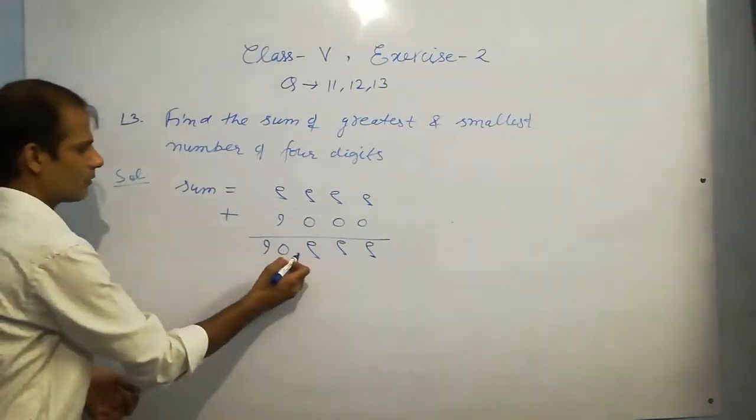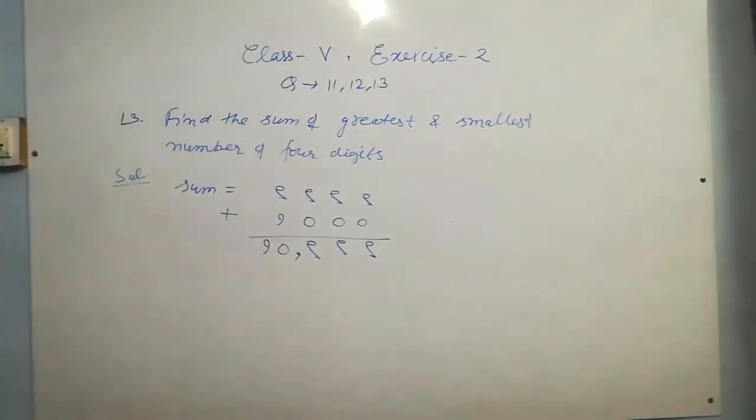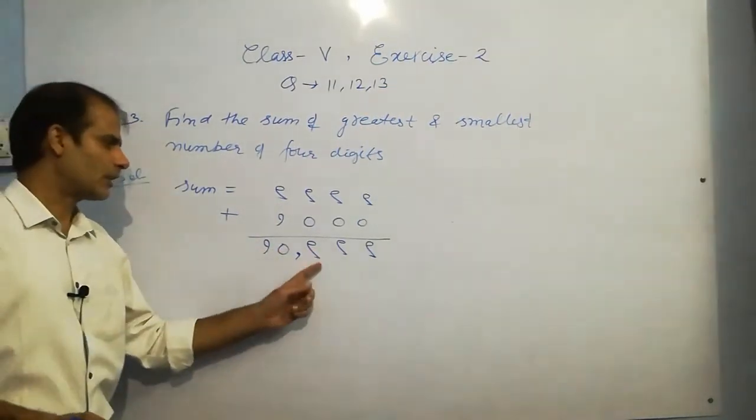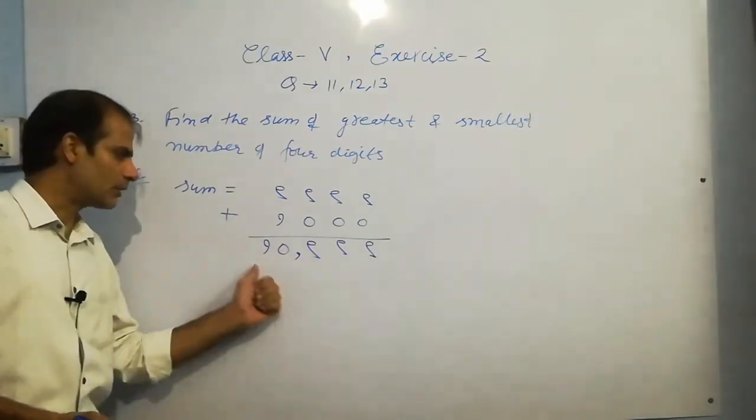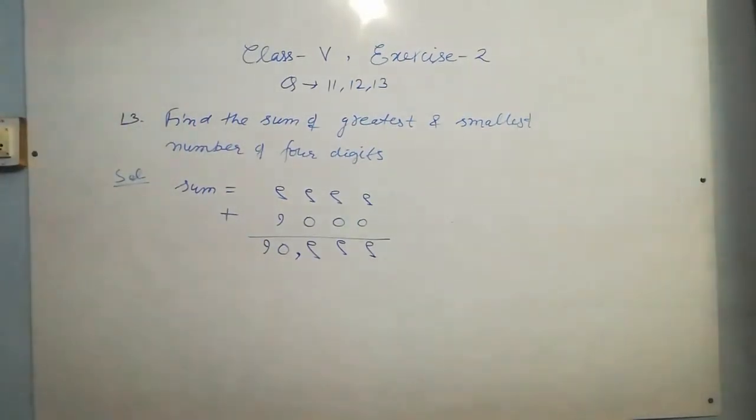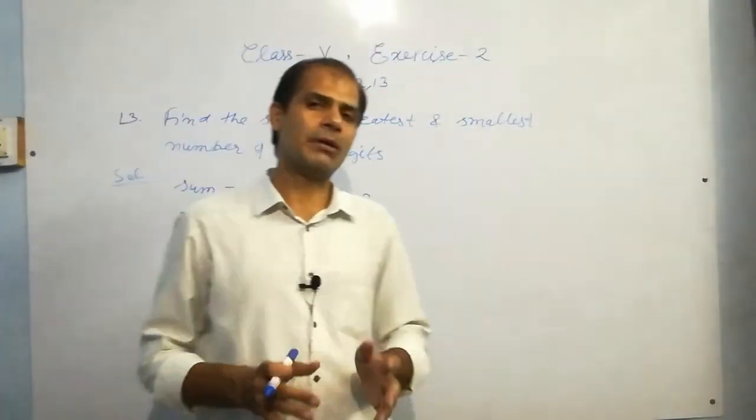You can put a comma, no problem. So what is the word form of this number? It is ones, tens, hundreds, thousand, 10,000. It is 10,999. So the answer of question number 13 of chapter 2 is 10,999.